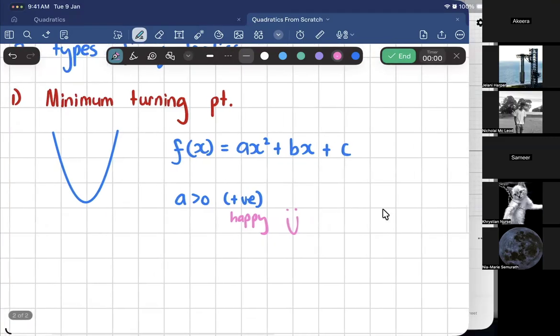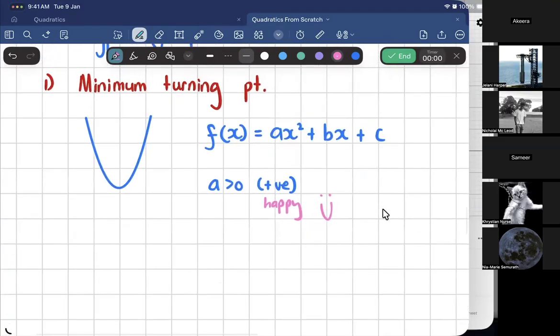All right. So if it's a minimum turning point, then the coefficient of x squared, a, is going to be more than 0. So positive values. And the way to remember this is you're happy, so you're smiling. And some examples would be like this. So let's just say you had a function f of x is equal to x squared plus 3x plus 2.